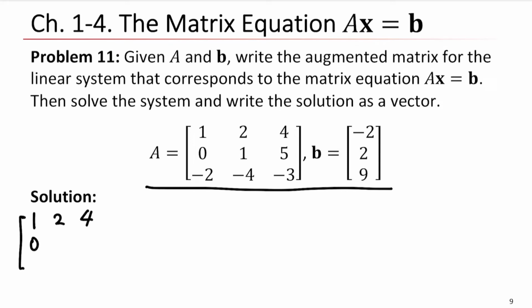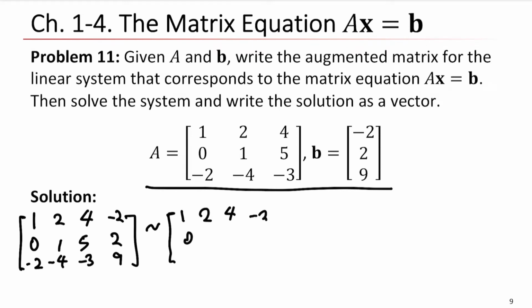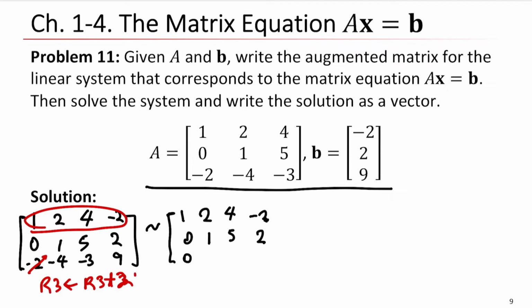1, 2, 4, 0, 1, 5, negative 2. Negative 2, negative 4, negative 3, negative 2, 2, 9, right? Okay, let's row reduce this one slowly, right? 2, 4, negative 2, 0, 1, 5, 2, and 5, because we use this law to remove this one, so it means that row 3 will be row 3 plus 3, 2 times row 1, right?